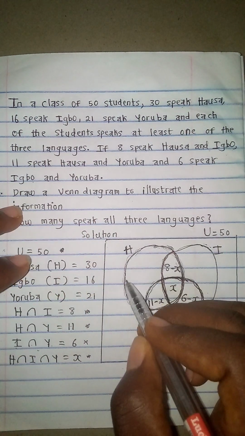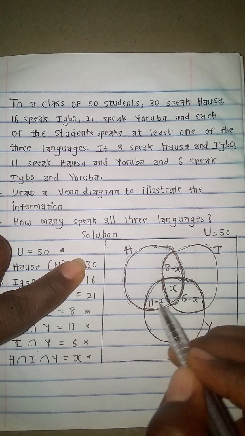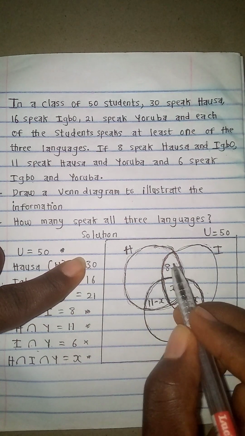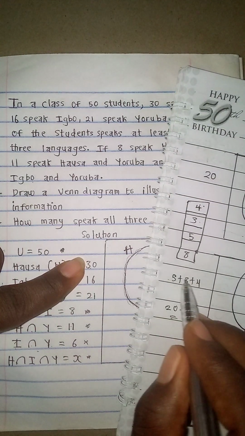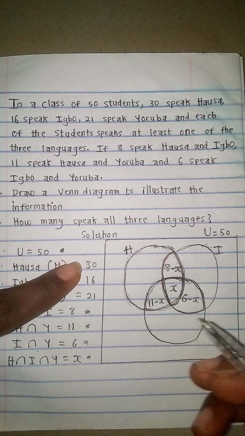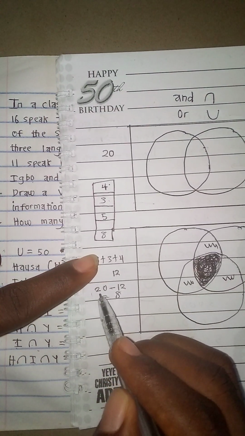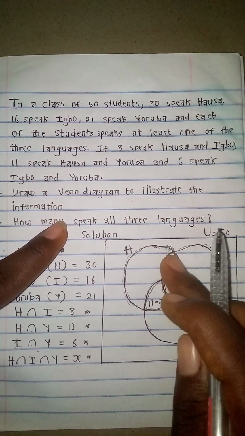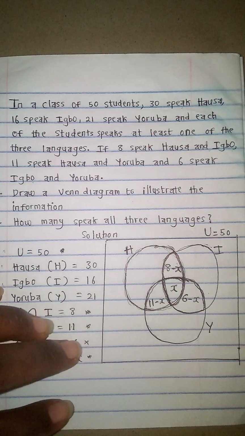The whole circle of H is 30. Right? But we have 3 portions already. So to know what will be here, let's add these 3 portions together like we added these 3 portions together. After adding these 3 portions together, we take it away from 30, just the way we took 12 away from 20 here and we got 8. Whatsoever we get will be written here.